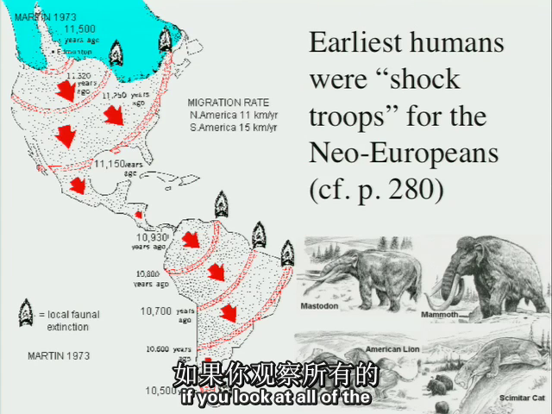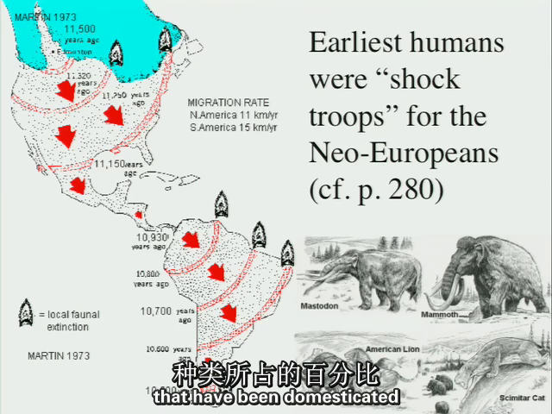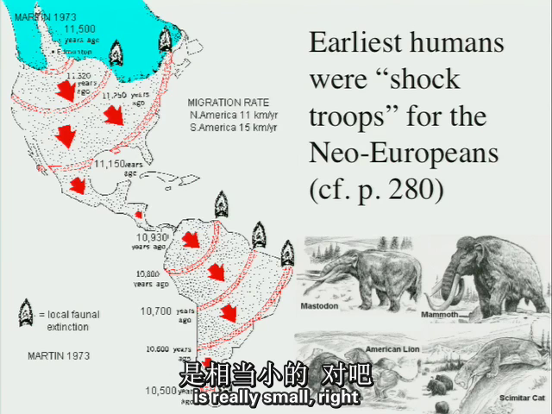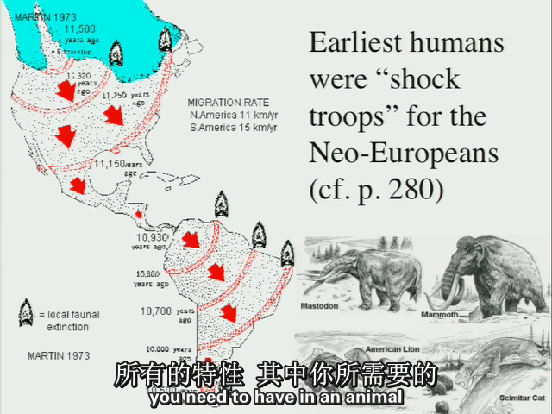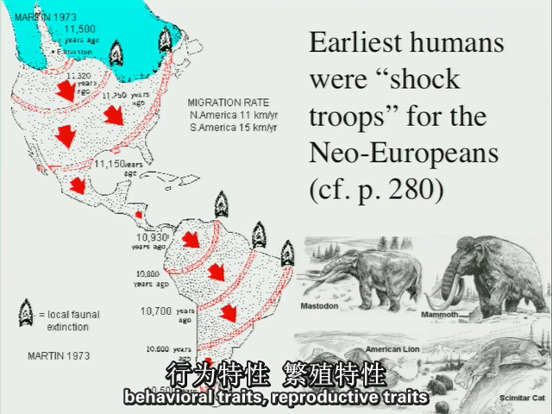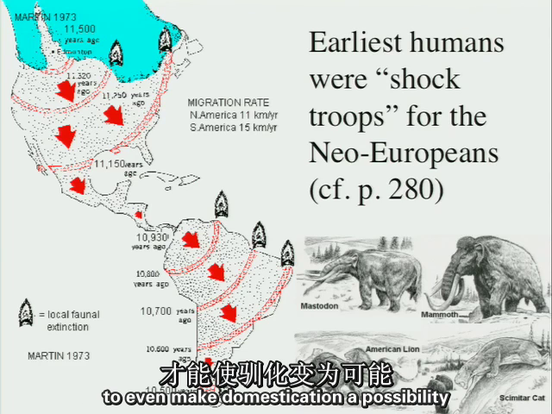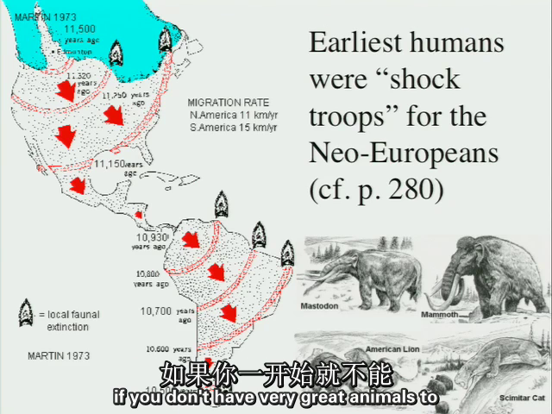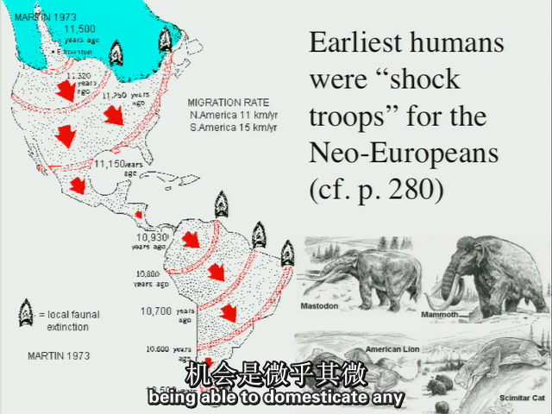Nonetheless, the point is that the percentage of animal species that have been domesticated, as against the whole realm of animal species, is really small, right? And there are a variety of traits that you need to have in an animal, behavioral traits, reproductive traits, that kind of thing, that all need to fit together nicely to even make domestication a possibility, right? And the argument here is basically that if you don't have very many animals to work with in the first place, you have a much smaller chance of being able to domesticate any.